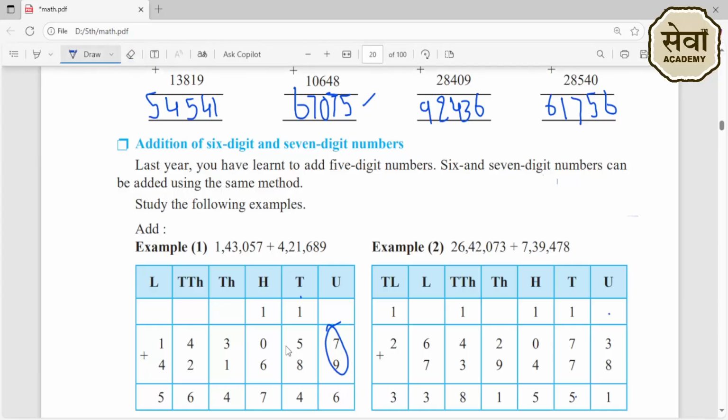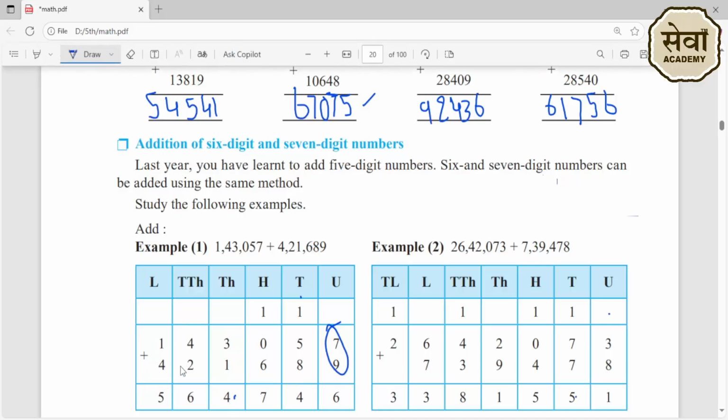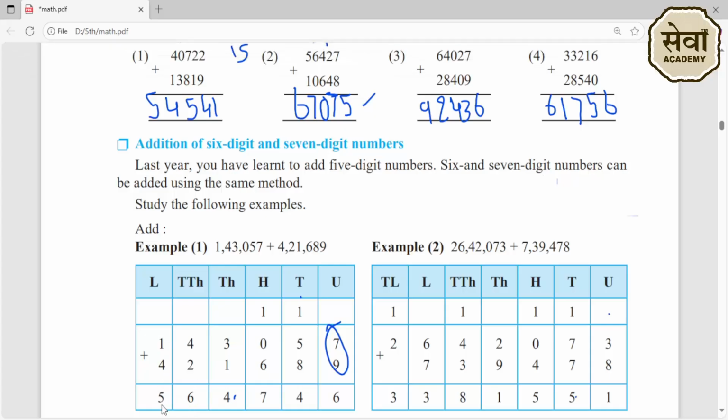And now what is 6 plus 0? It is nothing, it's only 6. And 6 plus 1, it is 7. And there is nothing to carry because 7 is a unit digit number. And what is 3 plus 1? It is 4. So we wrote here 4. And what is 4 plus 2? It is 6. And what is 4 plus 1? It is 5. So this answer came.